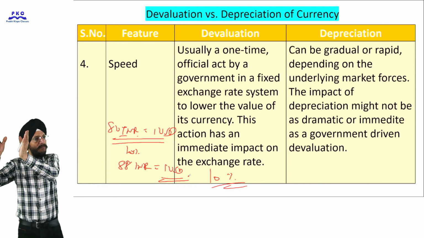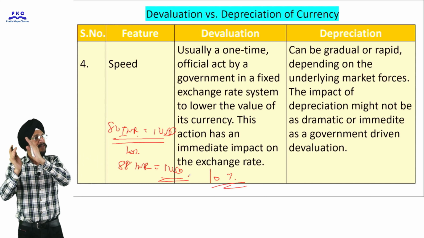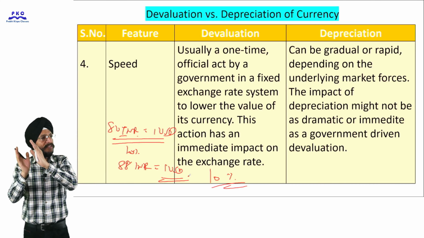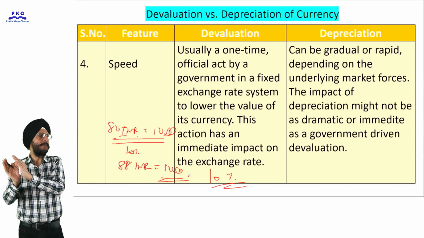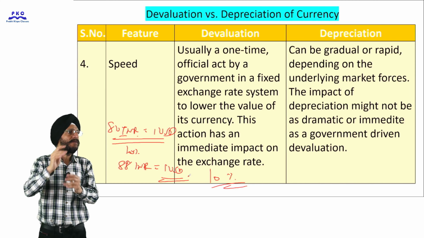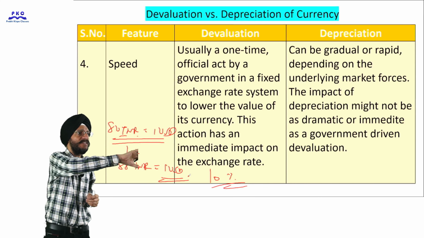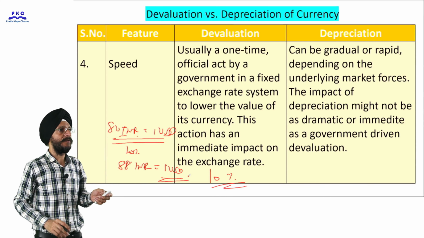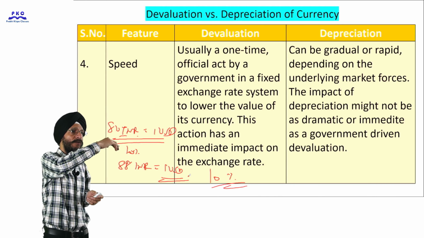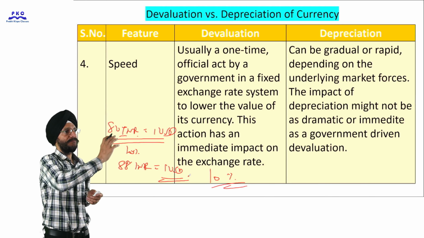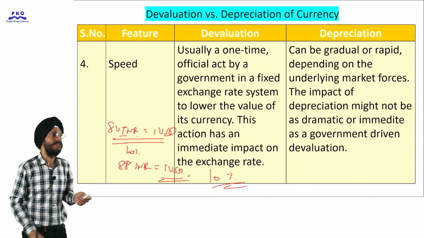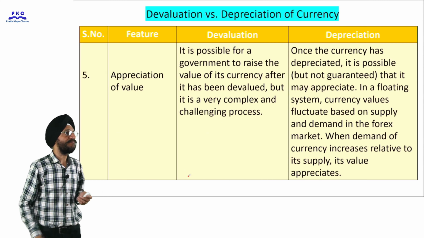But in the case of depreciation, the value of the currency depreciates slowly, or it may be rapid, but not as fast as happens in the case of devaluation of the currency, because in case of devaluation, it is by government order and it has immediate impact in the foreign exchange market.